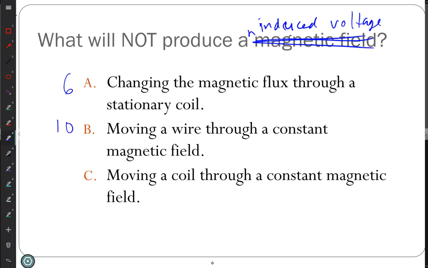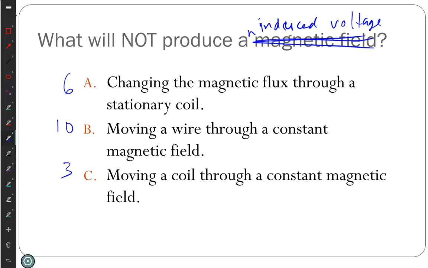6, 10, and 3. So we had the barest majority said moving a wire through a constant magnetic field. So, Gila, which one did you answer and why? I answered B. Okay. Why? Honestly, can't tell you why. But I figured since it's a constant magnetic field, it will reduce it.